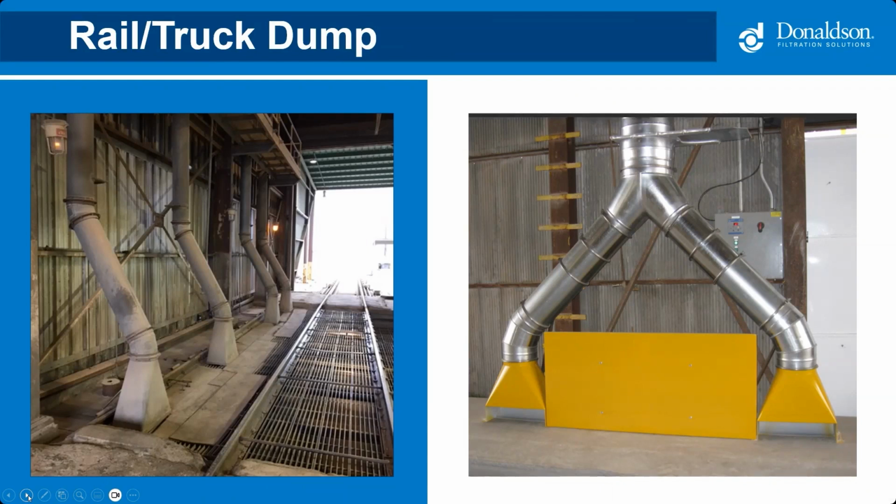You want these to be as close as possible to the hopper bottoms. Most of the hopper bottoms have two hoppers on them. So this picture on the right is set up for that truck to come in and the operator to be able to empty both hoppers without having to move the truck. We typically see 10,000 to 15,000 CFM on these systems, but it's really application dependent and how close we can get those hoods to the hopper bottom itself.